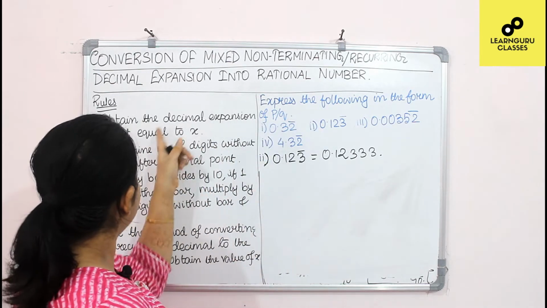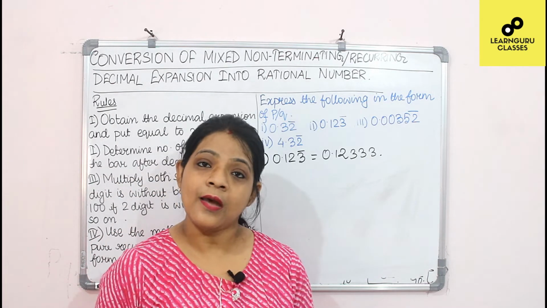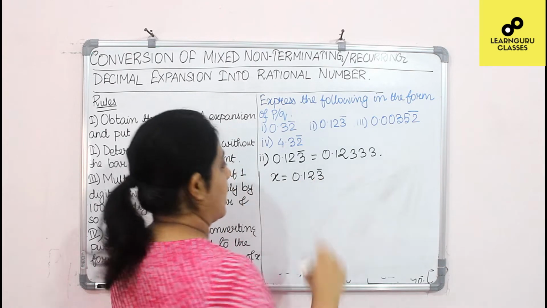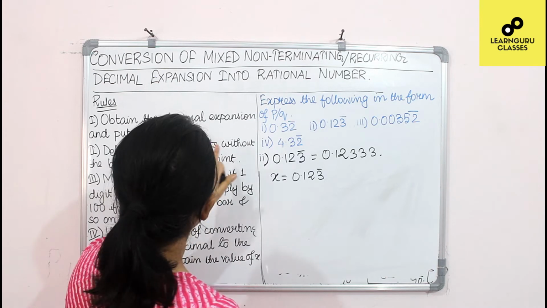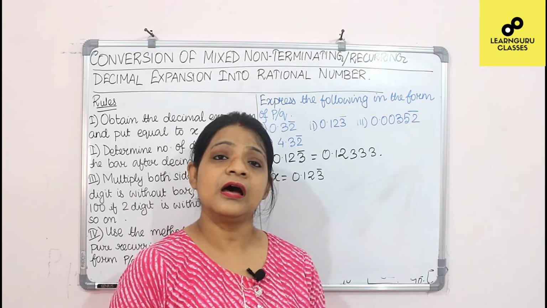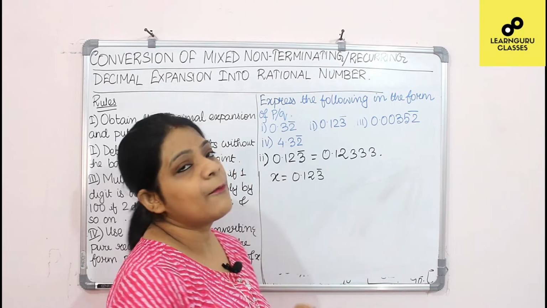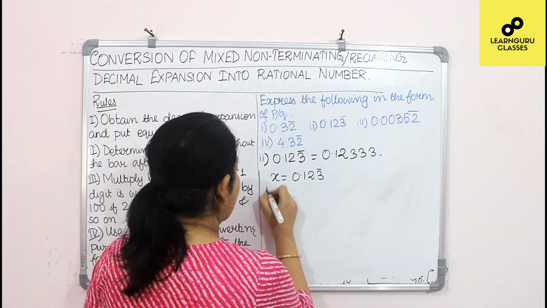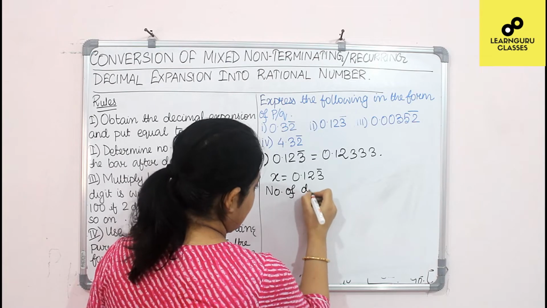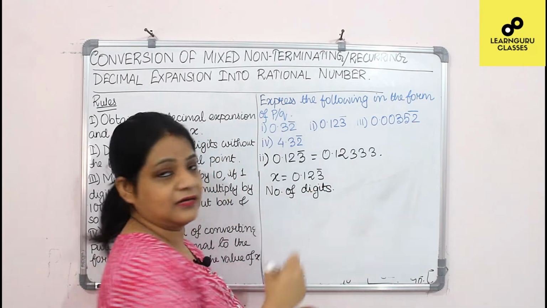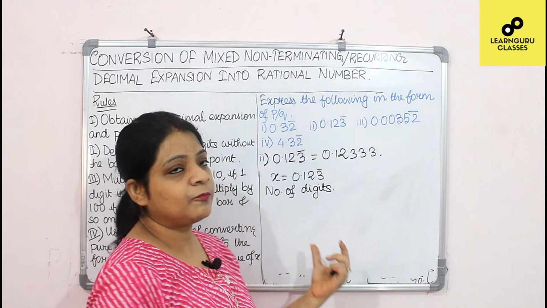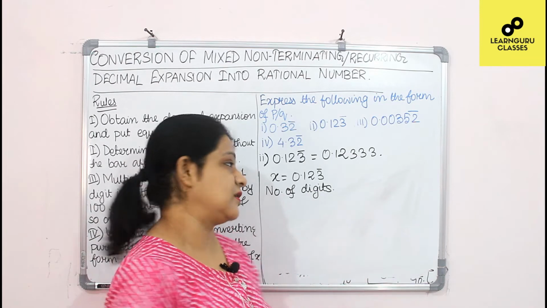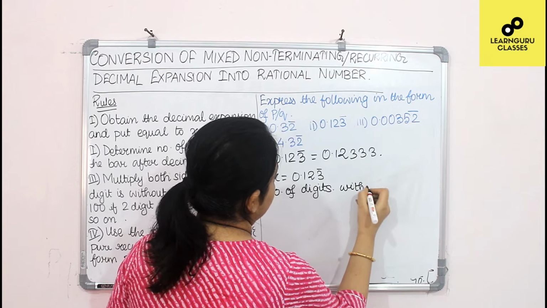First step is to obtain the decimal expansion and put it equal to x. So x equal to 0.123 bar. Next is to determine the number of digits without the bar after the decimal point. So how many digits are without the bar? 2 digits are without the bar. You can write this, or it is not necessary for you to write, it's up to you. To explain better, I am writing the number of digits without bar is equal to 2.